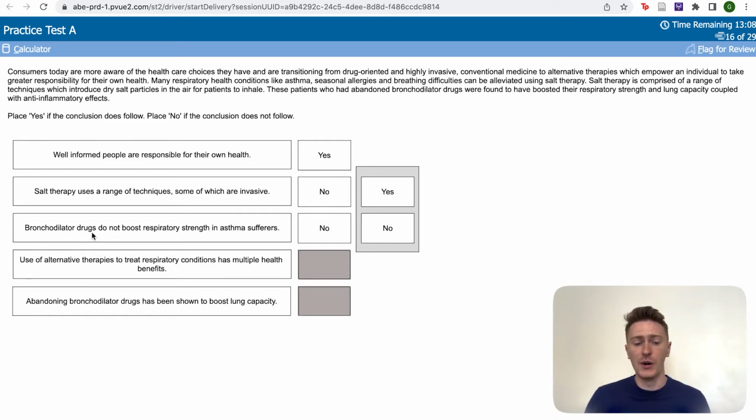So we can't draw much conclusion about bronchodilator drugs. And that's the same for this one down here as well, I can see. Use of alternative therapies to treat respiratory has multiple health benefits. Well, yeah, I mean, it does say that. So it says they boost their respiratory stress, there's lung capacity increase, anti-inflammatory, so that does follow.